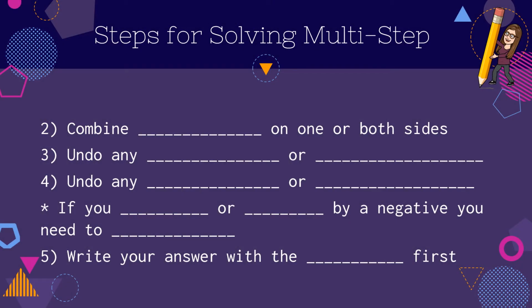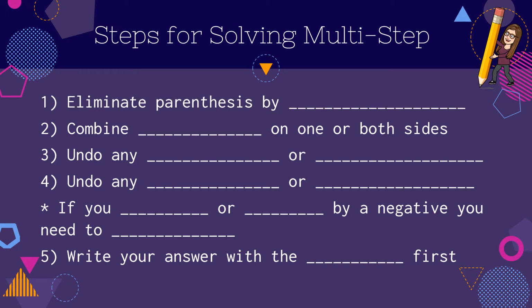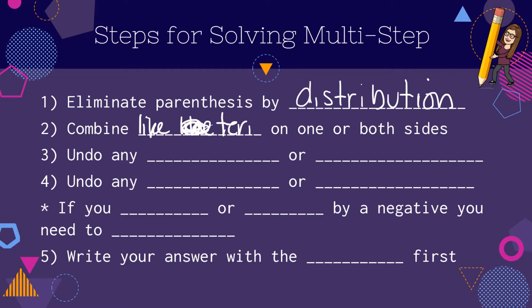All right, let's take a look and fill in some steps. Our first step today that we're going to add back in, it's been a little bit, is we're going to eliminate parentheses by distribution. We've been working on that for a while now, so I know you're familiar with it. Next, we're going to continue to combine like terms. Like terms, there we go. We're going to undo any addition or subtraction. We're going to undo any multiplication or division.